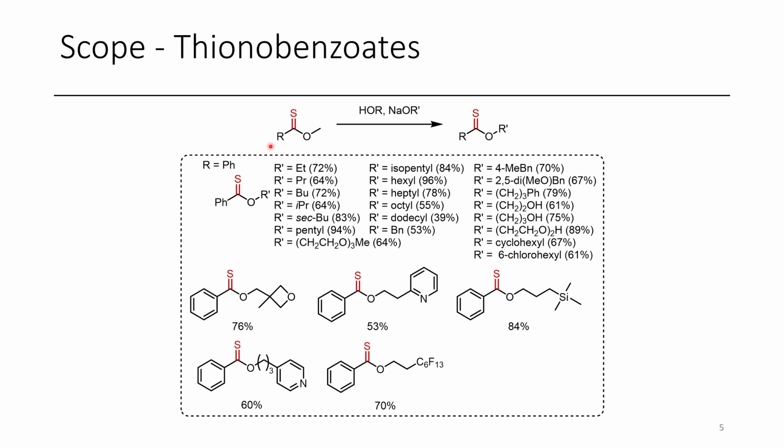So in this slide, I'm just going to show you some of the derivatives made from methyl thionobenzoate to other thionobenzoates. Here you can see a bunch of different alkyl groups are tolerated, as well as some analogs of polyethylene glycol. Some other benzylic alcohols were tolerated, free alcohols were tolerated, as well as secondary alcohols and primary alkyl chloride containing alcohols. Here you can see some more interesting functional groups, including this oxetane, this pyridine in these two cases, this perfluoroalkyl group, and this alkyl silane.